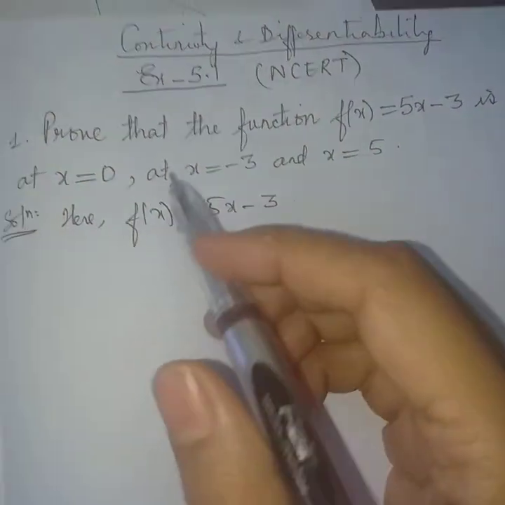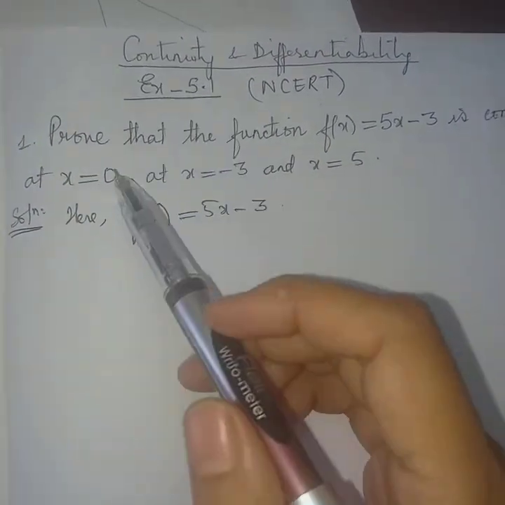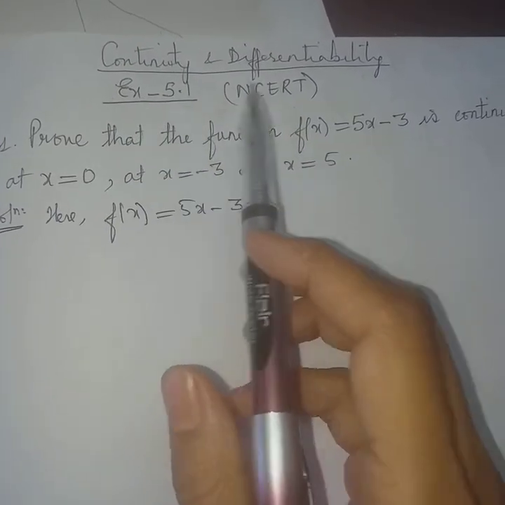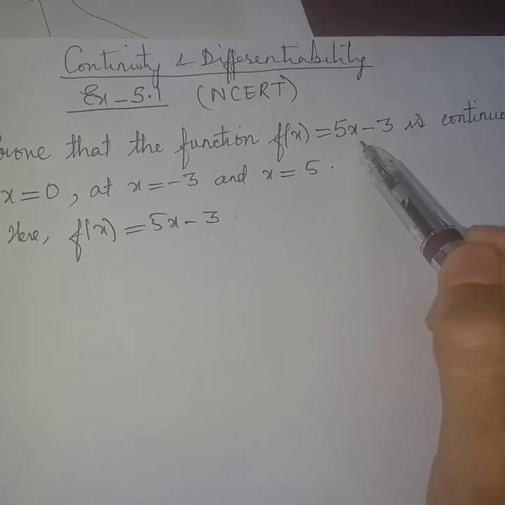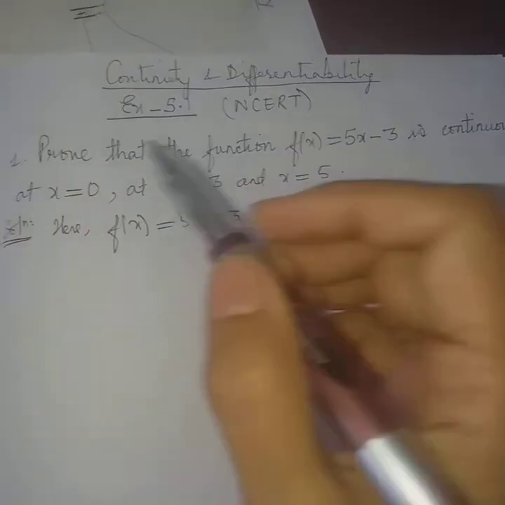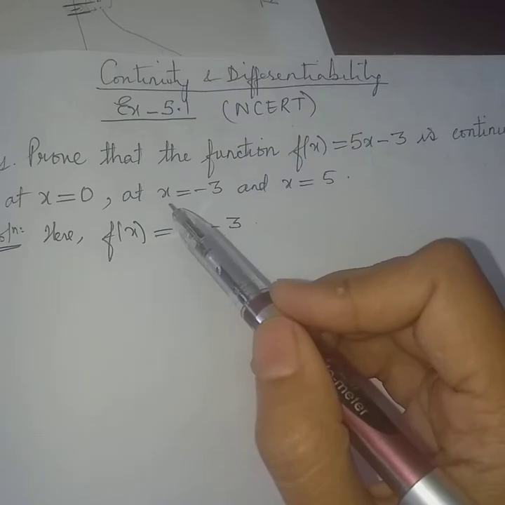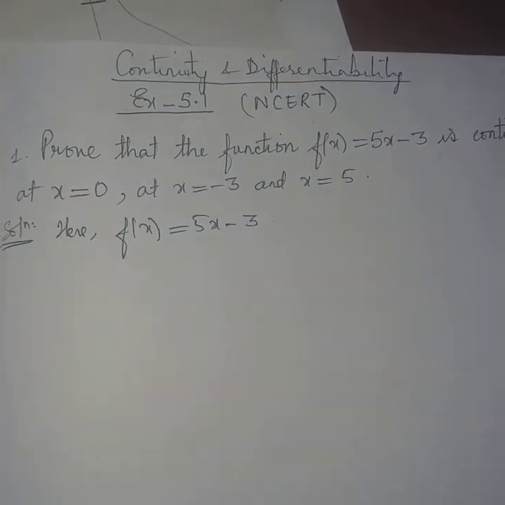Hello students, let us solve problems on continuity from exercise 5.1 of the NCERT textbook. Prove that the function f(x) equal to 5x minus 3 is continuous at x equal to 0, at x equal to minus 3 and x equal to 5.